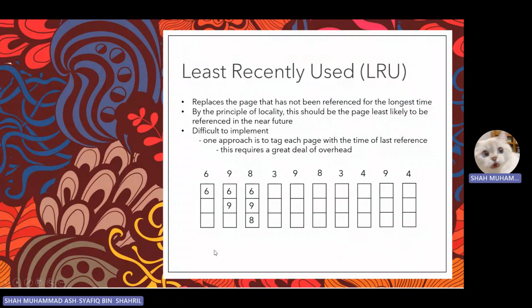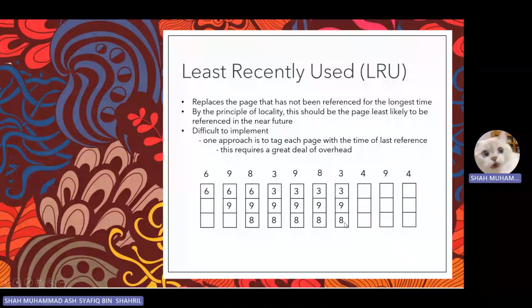Okay, so as you can see, at first we add 6, 9, and 8 as usual. Then when we want to add a new number, we need to view the least recently used from the current numbers. And we see that it is 6. 6 has been the least recently used. So then we add 3 in the 6's place. We replace it, and we continue to add the others.